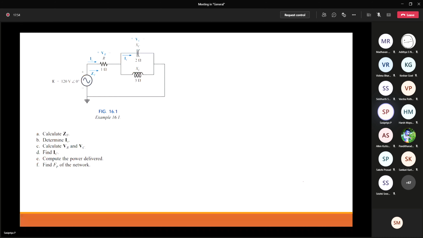Now let us consider different networks. Here this is a given network, which has a series-parallel combination. You are asked to calculate the total impedance, the current supplied by the source, the voltage drop across the resistor, the voltage drop across the capacitor, the current flowing through the capacitor, and the power delivered. And what is FP? Anybody? Power factor. Okay, the power factor of the network.